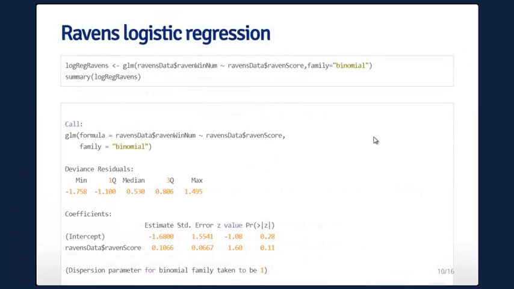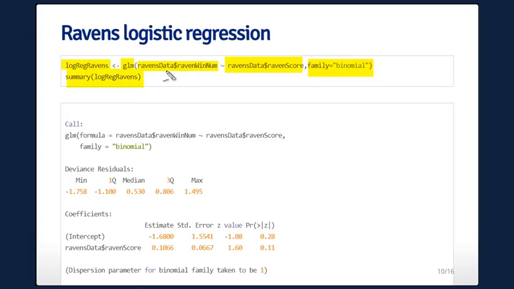So let's look at our logistic regression here and how we fit it. Here's our logistic regression for the Ravens data. We call glm, our outcome is a function of our score. So that's going to do an intercept plus the score, and family equals binomial says that it's going to be logistic regression. You can give a different link function if you want, but by default it assumes a logit for the binomial. Then you can do summary, which will give you your coefficient table.